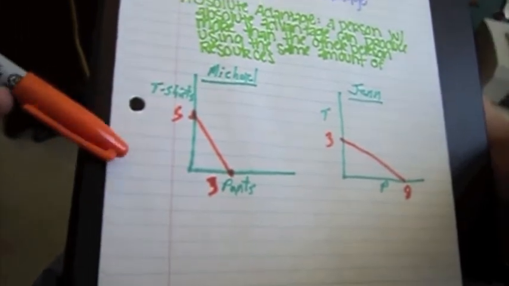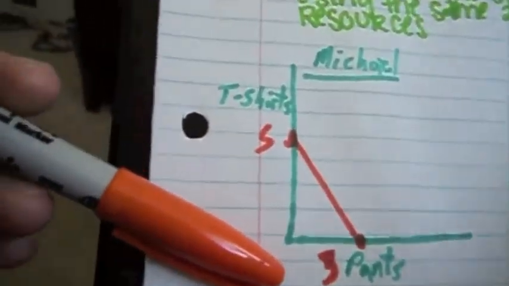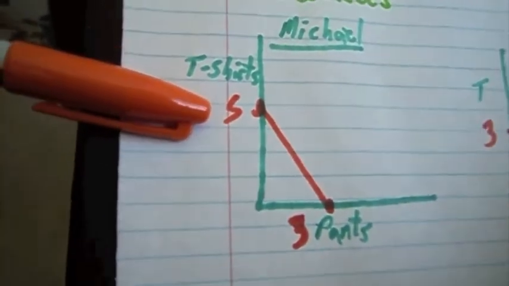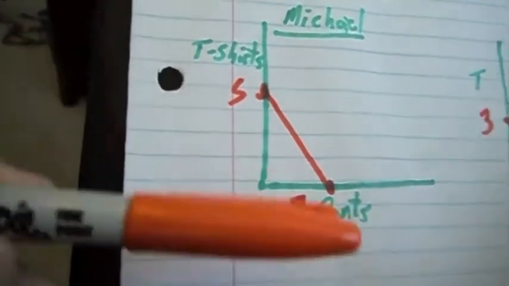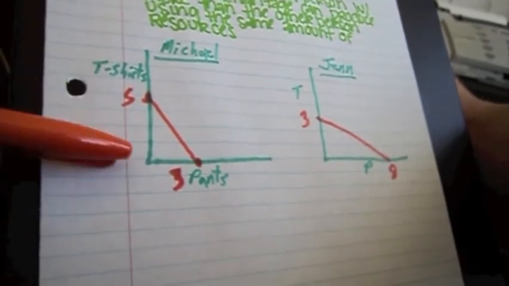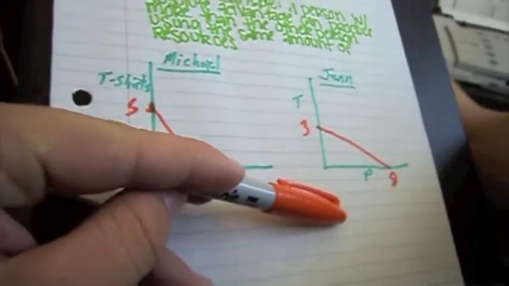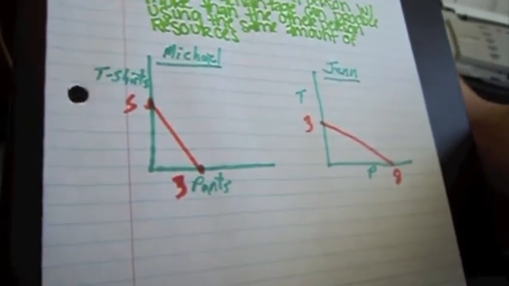Michael has the absolute advantage in producing t-shirts because if he focuses all of his efforts on making t-shirts, he can still make more than if Jen produced nothing but t-shirts. Jen would have the absolute advantage in making pants because Michael could only make 3 pairs of pants, and she could possibly make 8 if she devotes all of her resources.